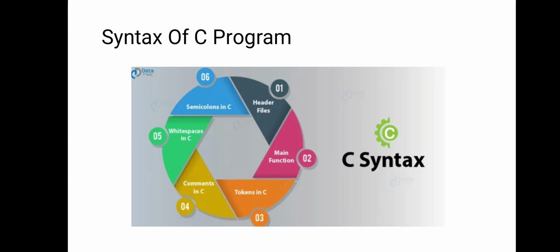And the next one is tokens in C, comments in C, and white spaces, semicolons in C. In C programming language, we use the semicolon for the end of the line for some specific statements. For some specific functions we cannot use this semicolon. For example, if we are using the if condition, after the if condition braces we do not use the semicolon. We use the semicolon at the ending of statements only.